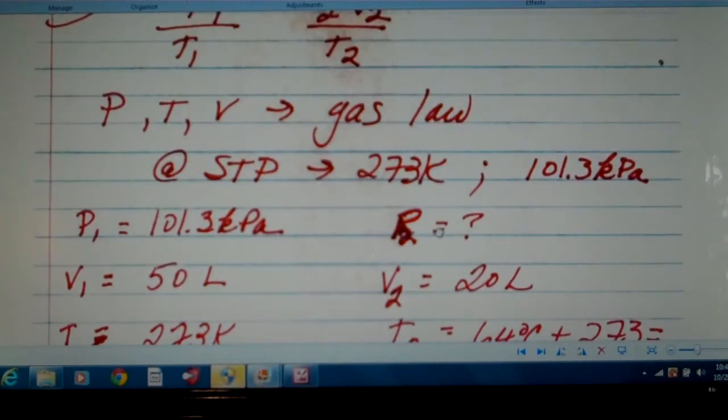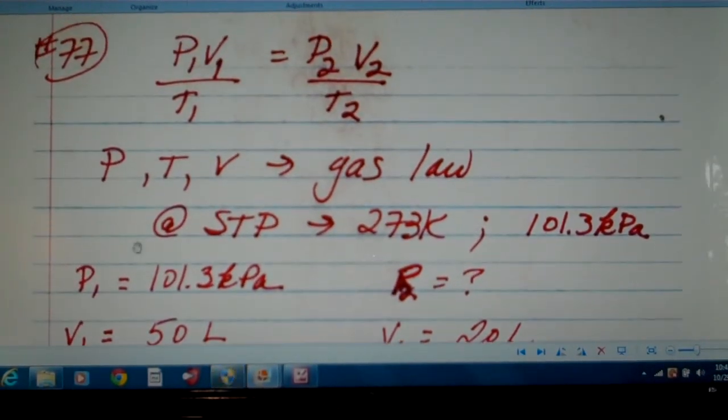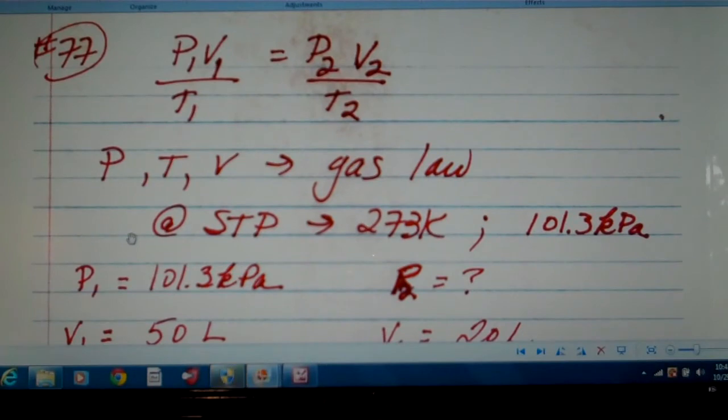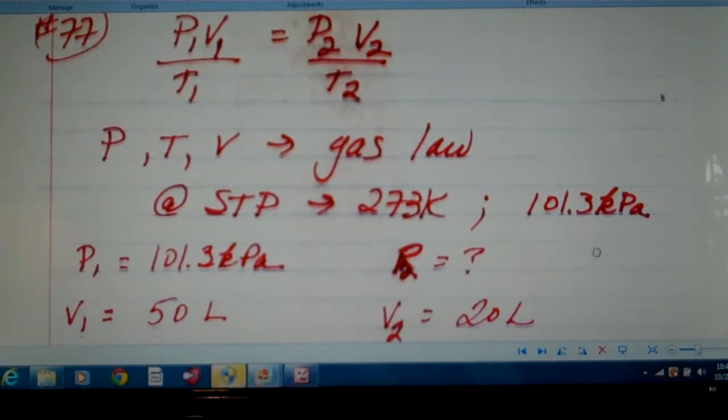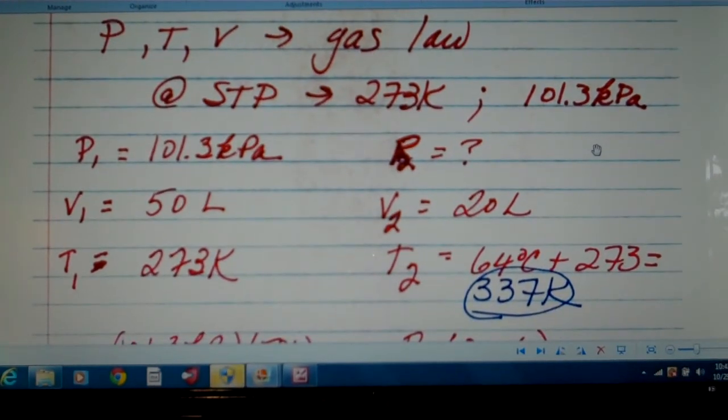Since we are talking about the gas laws, we're talking about STP. We have actual values for STP. It's 273 Kelvin. And this time we're going to use 101.3 kPa because it's asking for the answers in kilopascals. So we can use either pressure value from table A. So here are our givens.